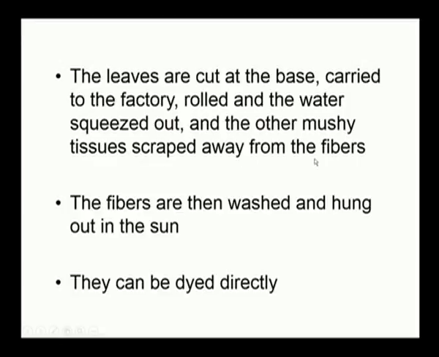First step, they are cutting the leaves and removing the unwanted things and especially the water content from the leaves, and they are removing other mushy tissues, whatever may be present, everything should be completely removed. The fibers are then washed and hung out in the sun. They can be dyed directly. So, what happens after removing the water and unwanted things, they are hanging it for drying purposes, keeping it in the sunlight, and whatever color you want can be added onto it, and you will get a proper dyeing process.